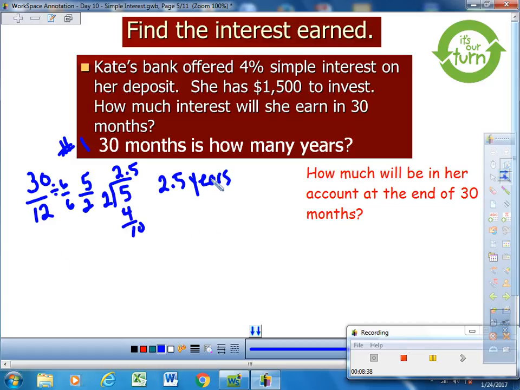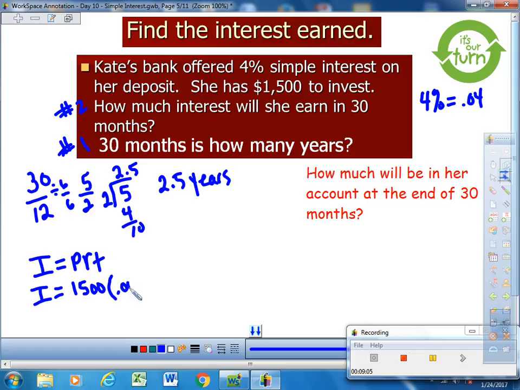All right, so that was number 1. Number 2, we want to find out how much interest it is. So again, I equals PRT. So we don't know the interest, so that's I. Principal, $1,500. Rate, 4% equals 0.04. And then the time is 2.5 years. Now we can calculate it out.